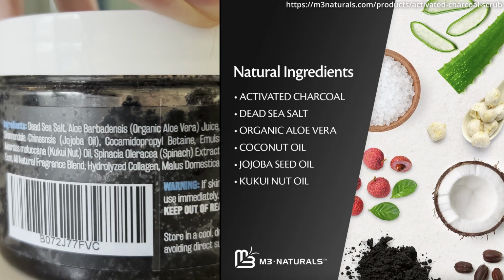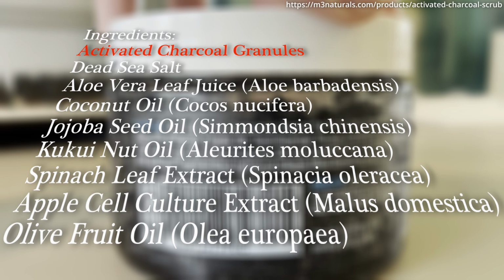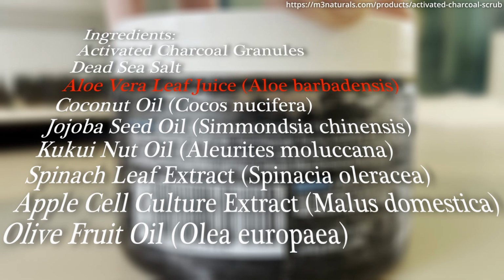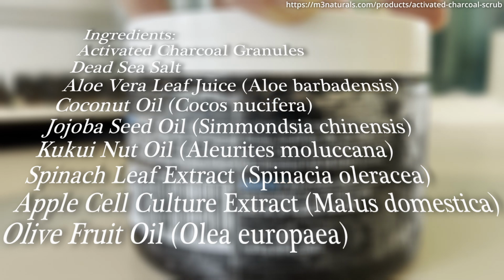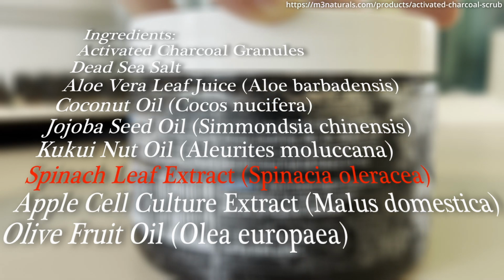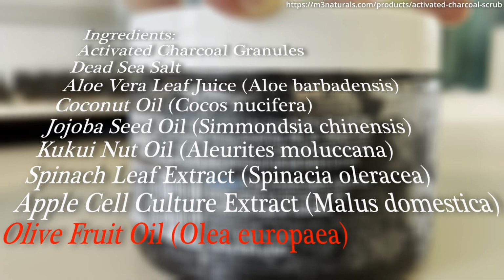There are 14 ingredients. N3 Naturals boasts its main ingredients being activated charcoal granules, Dead Sea salt, aloe vera leaf juice, coconut oil, jojoba seed oil, and kukui nut oil. However, the ingredients that aren't highly advertised are a spinach leaf extract and apple cell culture extract. The website has more ingredients including olive fruit oil.